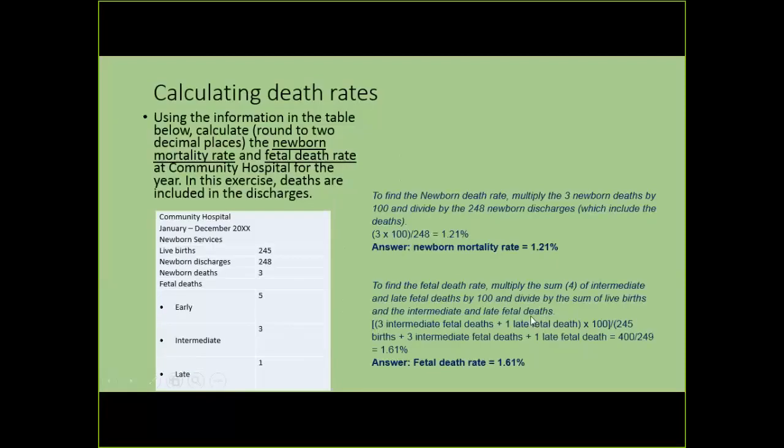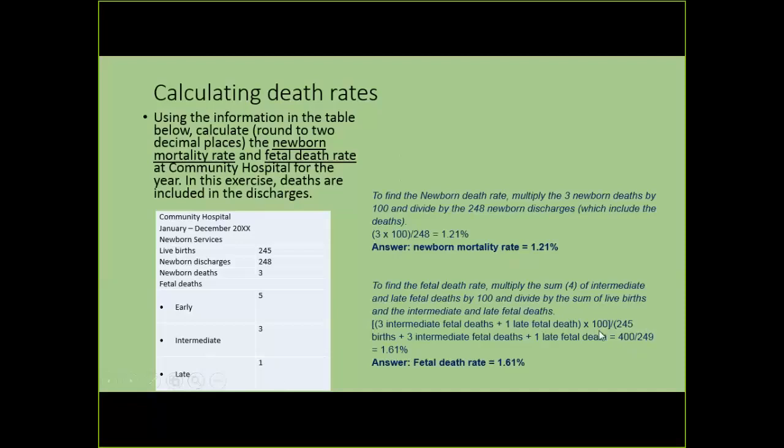Sometimes you're asked to calculate the fetal death rate. So what is considered fetal death? Only the intermediate and late fetal death, so not the early ones. You have them in the table, but you're not going to do anything with it. So just the 3 intermediate plus 1 late death, and then those two multiplied by 100.